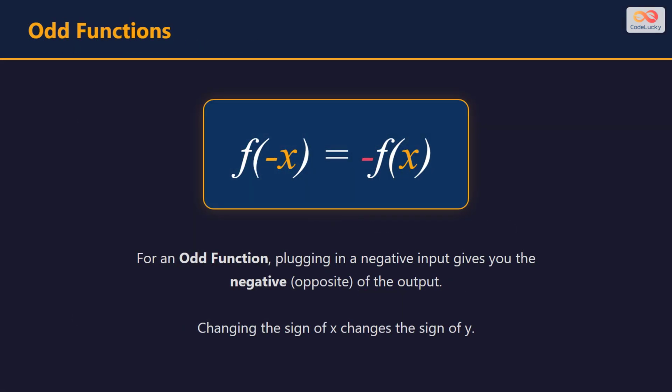Now for odd functions. The definition states that f of negative x equals negative f of x. This means if you input a negative value, the output flips its sign as well. It becomes the opposite of the original value.